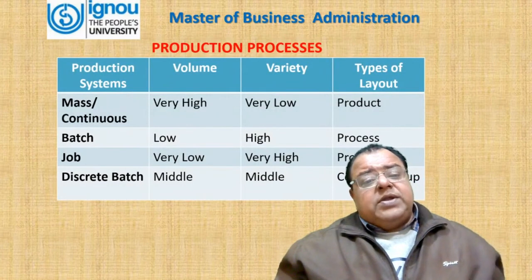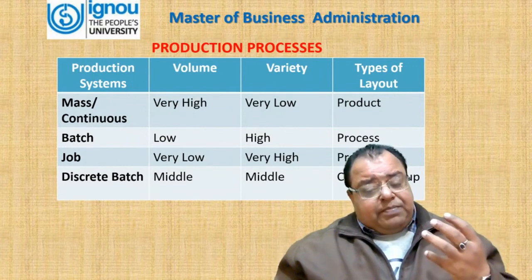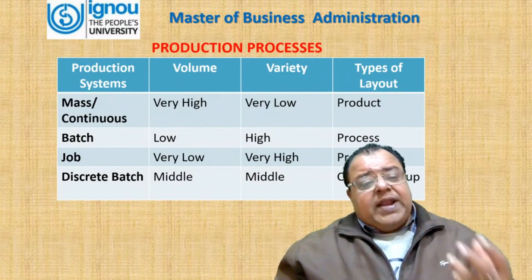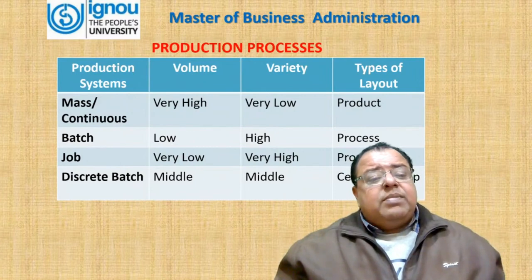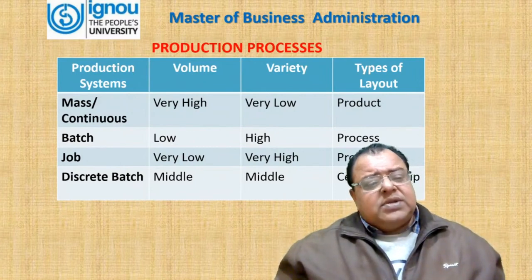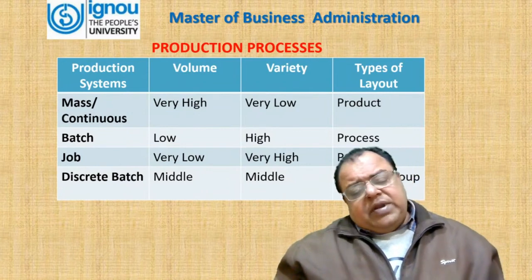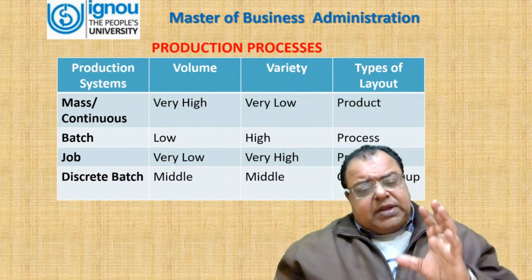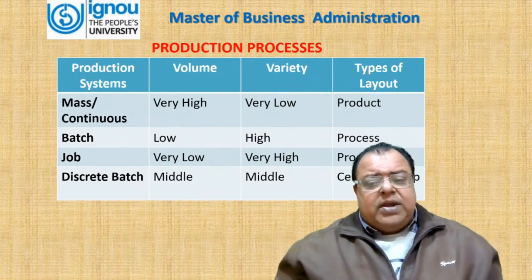There are different production processes. If we talk about production process, depending upon the nature of the product to be processed, we can identify the production process. Production systems are mass or continuous, batch, job, and discrete batch. We will be comparing them in terms of their volume, variety, and the type of layout required.